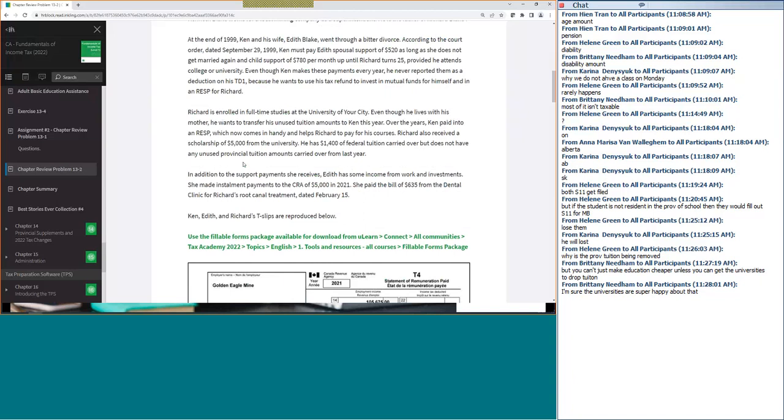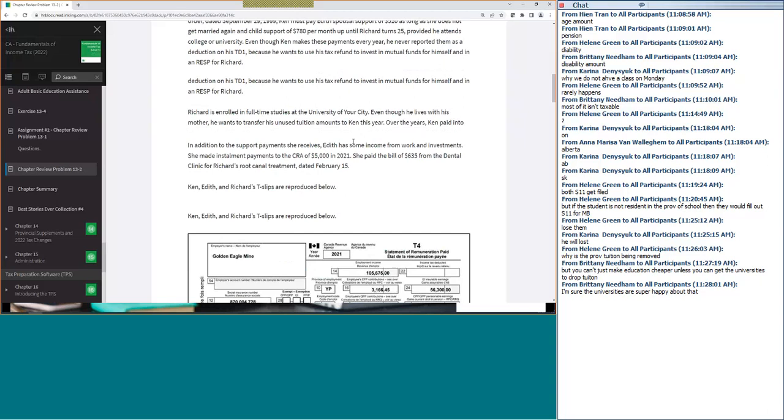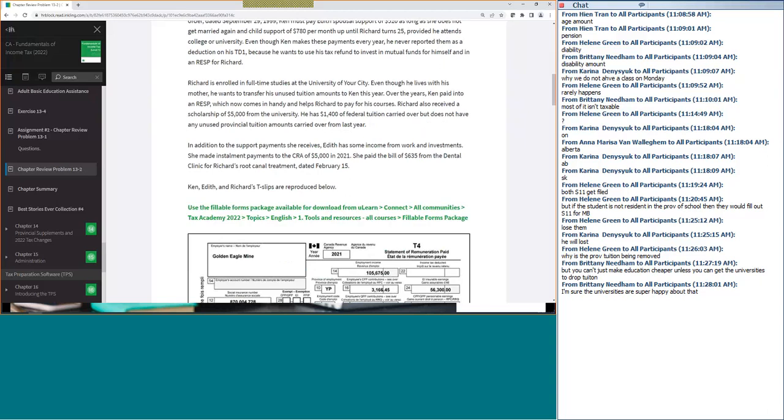Richard also has a scholarship from the university. He has $1,400 of tuition carried over federally, no provincial federal carry forwards. And we have some information about Edith as well. And Edith has some installment payments. And Edith has a dental bill for Richard.